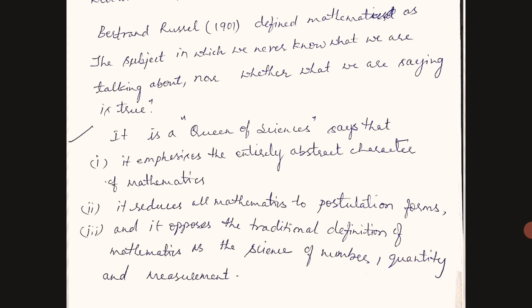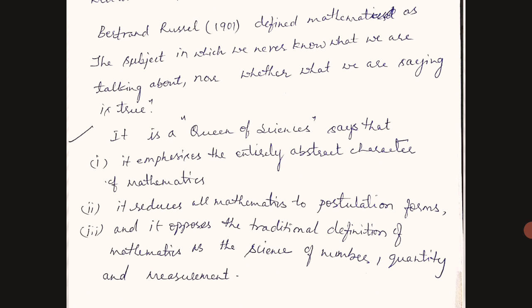Abstract means not possible to visualize. This can have the proofs in a mathematical way. It reduces all mathematics to postulation forms. Yes, and it opposes the traditional definition of mathematics as the science of number, quantity and measurement. Maths is not simply related to calculation, or only the operations we are doing, fundamental operations. It is not just the science of numbers, quantity and measurement. Of course it is much more than that.